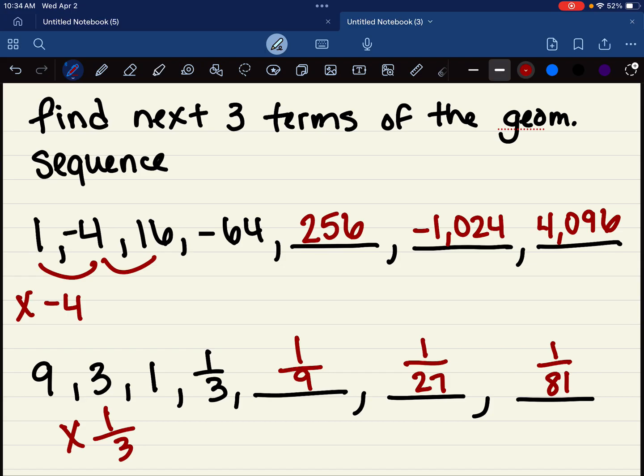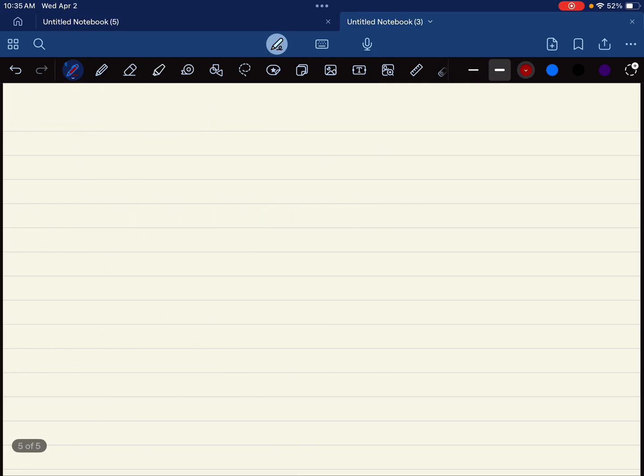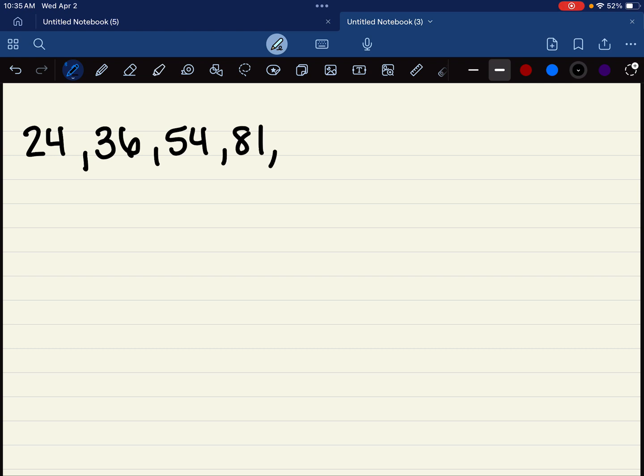All right, I'm going to do one last example on this because I think we're really okay with this, and then we'll look at the last part. Okay, first I have to find my common ratio. What am I multiplying by to get each number? This one is a little tricky.